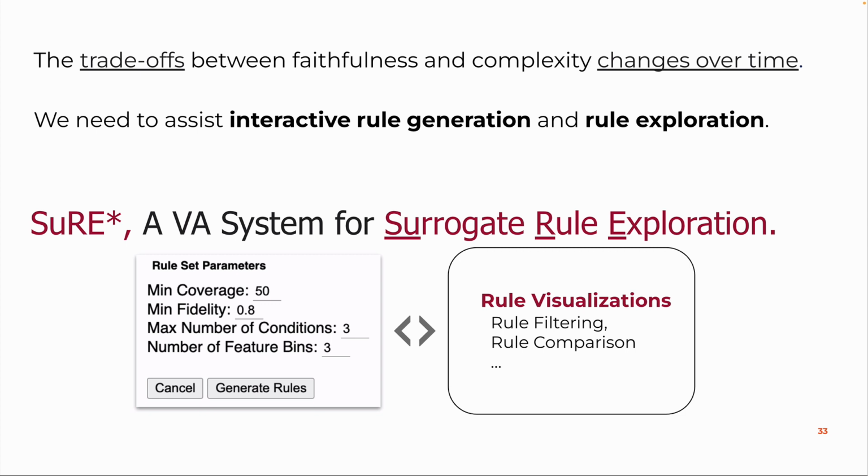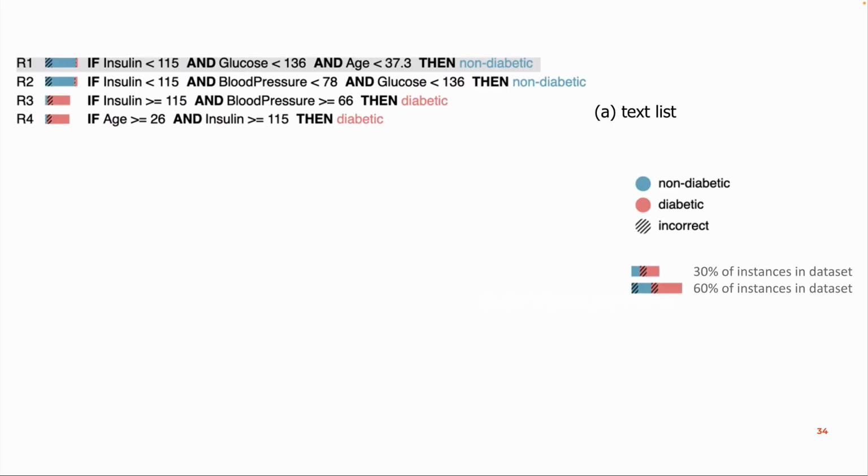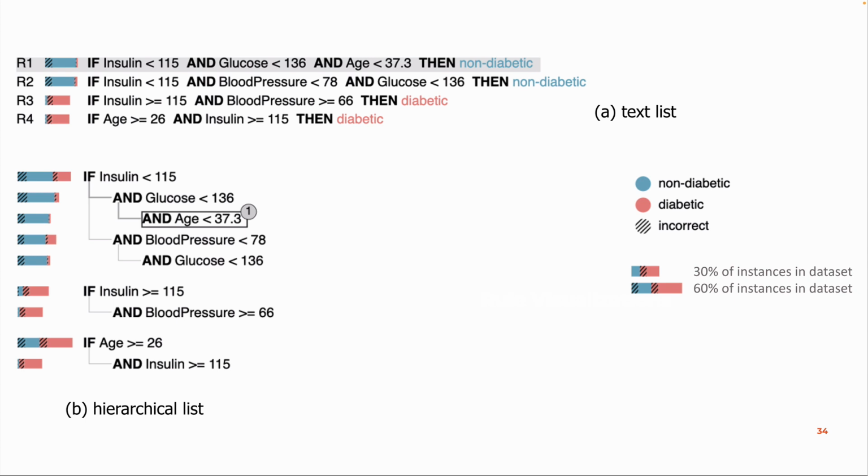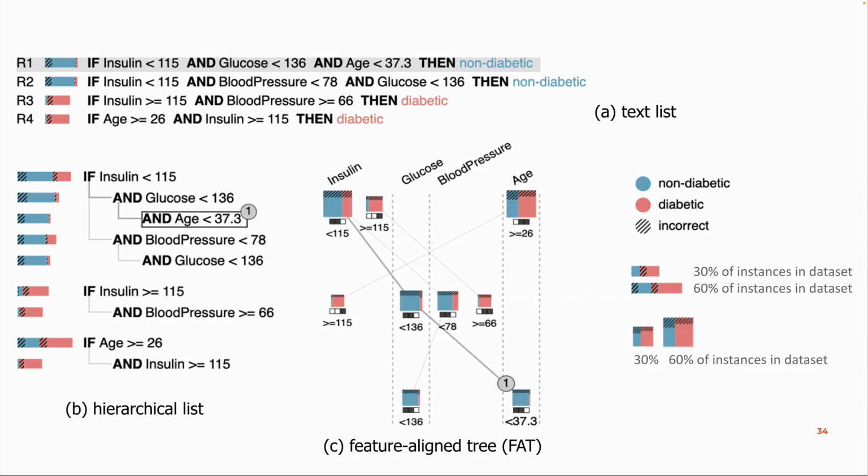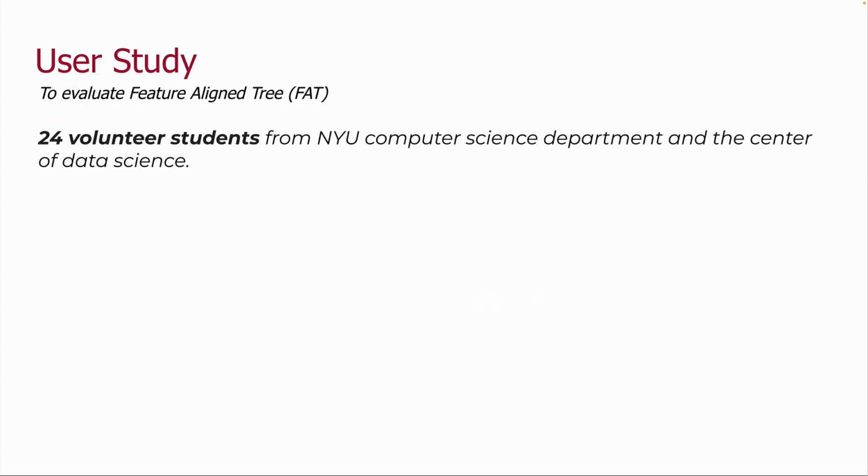Here, I want to highlight the visualizations we provided to support people for rule analysis. We first include a basic rule representation in the system, which is a list of text rules. To better support the hierarchical analysis, we then include a hierarchical text list. To support the analysis of different features, we further propose feature-aligned trees, where the conditions with the same features are aligned in the same column.